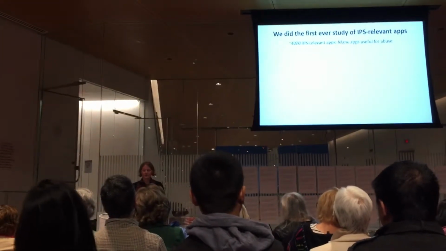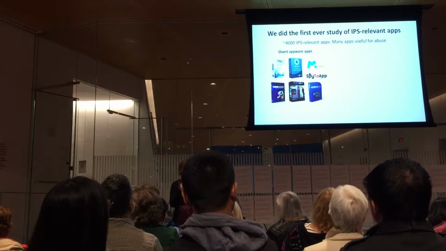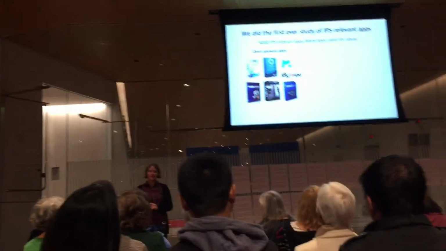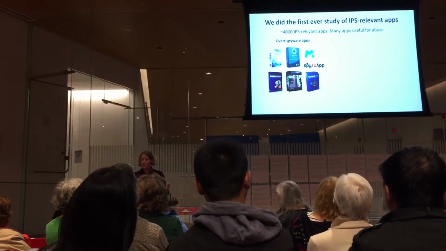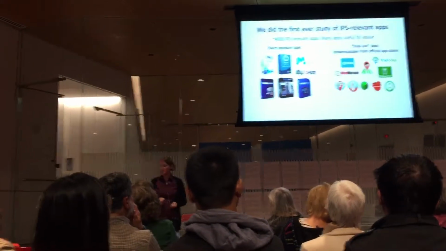There were two main categories. The first is overt spyware. So these were things that are intended to be spyware, intended to enable people to track things or listen to the microphone or have access to your file system. But we also found a lot of things that we call dual-use applications.